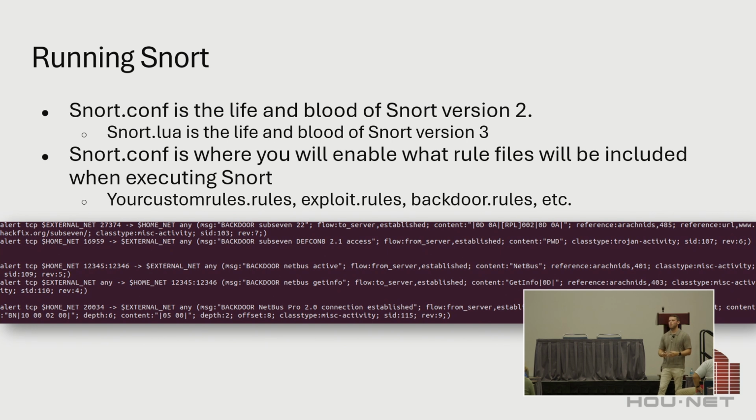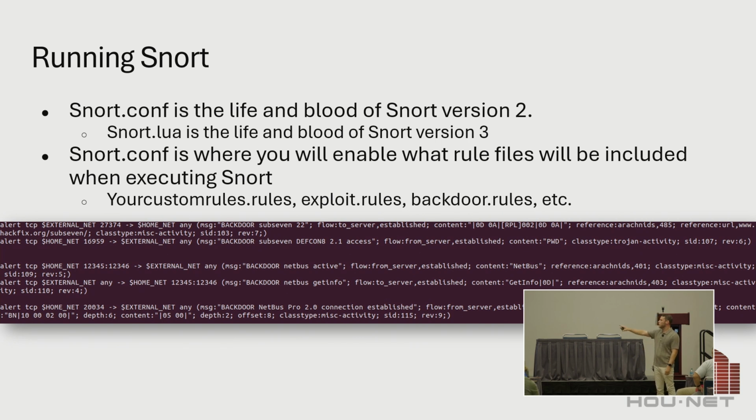This is where you include what preprocessors to use, what output you want to do. Do you want to write it somewhere else? Do you want to send a message somewhere else? Whatever you want to do. And also, what rules do you want to include? So there's your custom rules.rules. That's just a name I made up. Exploit.rules, backdoor.rules, all these community rules you can choose to exclude or include in this snort.conf file.